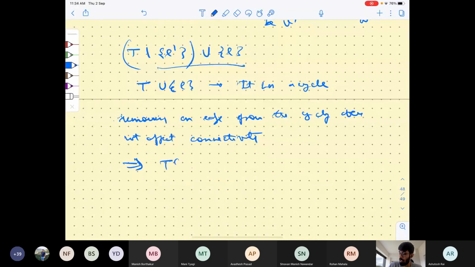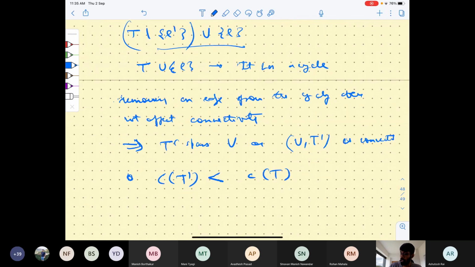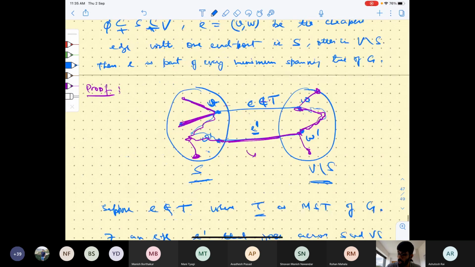We have that T prime is connected, or T prime spans V, or (V, T prime) is connected. And we have already shown that the cost of T prime, C of T prime, is strictly less than C of T, which is a contradiction to T being an MST.